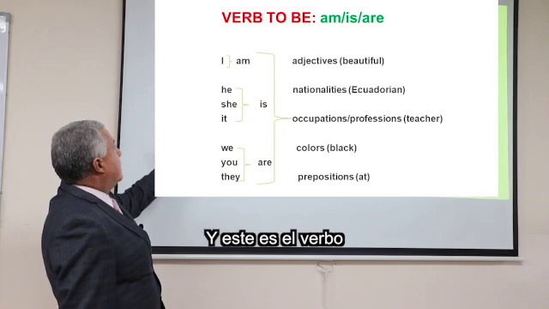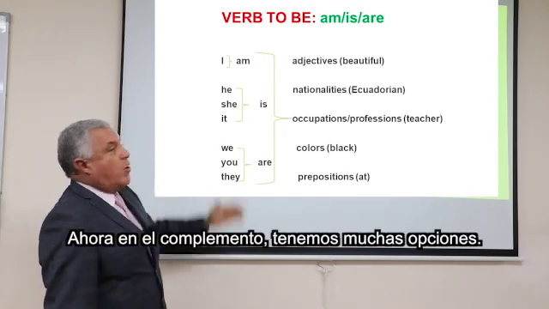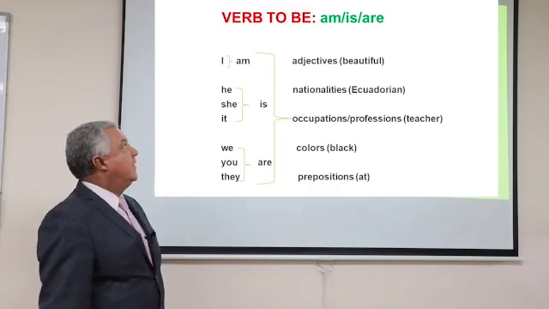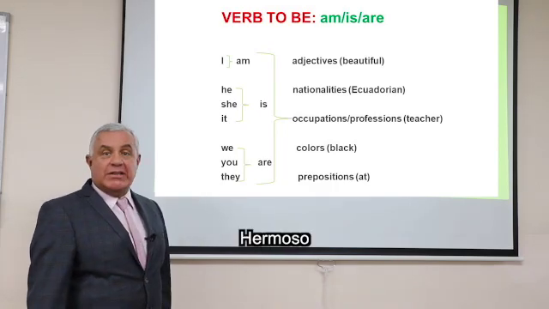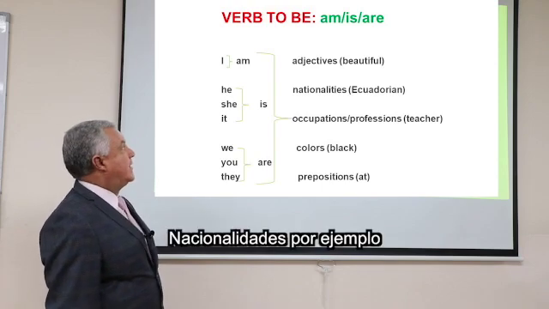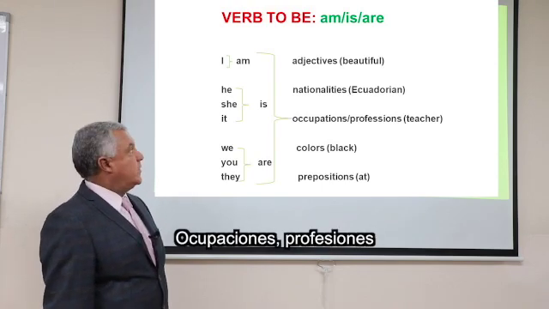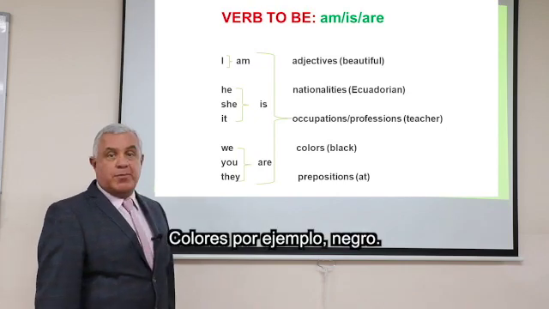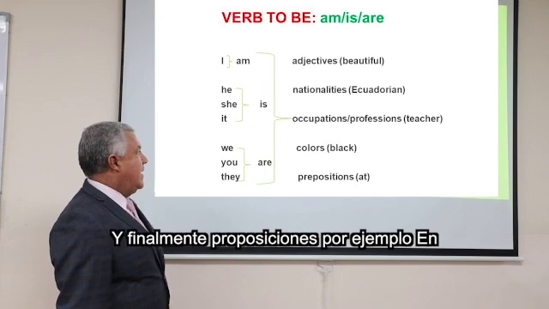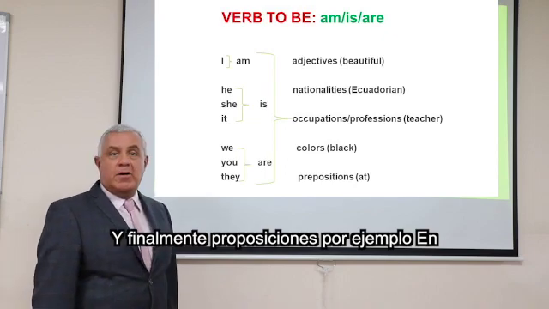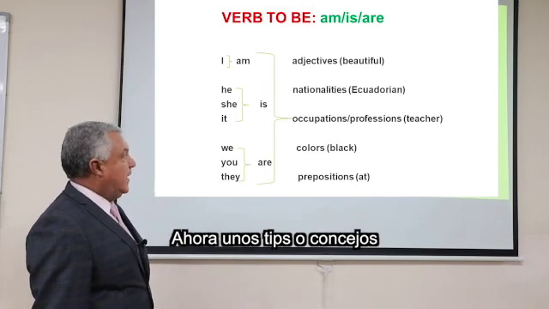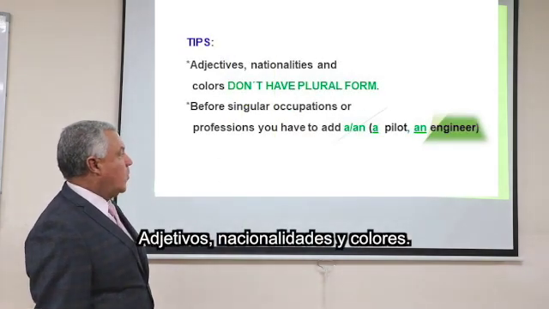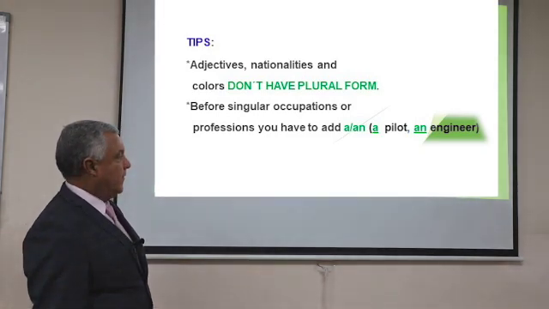This is the subject. This is the verb. Now, in the complement, we have some options. For example, adjectives: beautiful; nationalities: Ecuadorian; occupations or professions: teacher; colors: black; and finally, prepositions: at. Now, some tips. Keep it in mind, adjectives, nationalities, and colors don't have plural form.